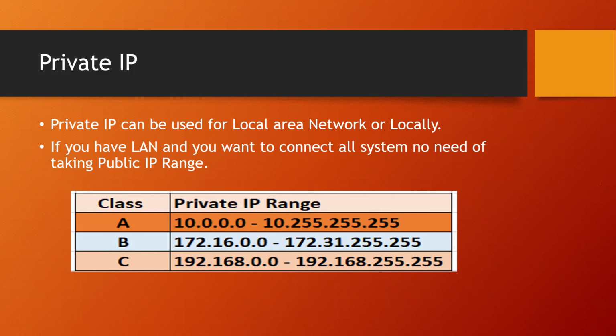So here is the range of the IP addresses. Class A is given as 10.0.0.0 to 10.255.255.255. These are all private IPs. You can see here, Class B is 172.16.0.0 to 172.31.255.255. Class C is 192.168.0.0 to 192.168.255.255. These are the ranges of the private IP, right? So, coming next.